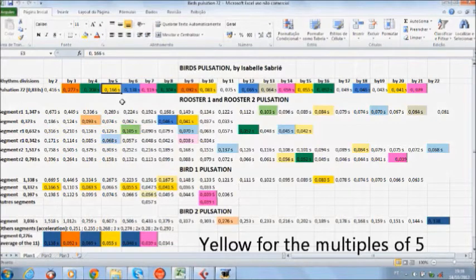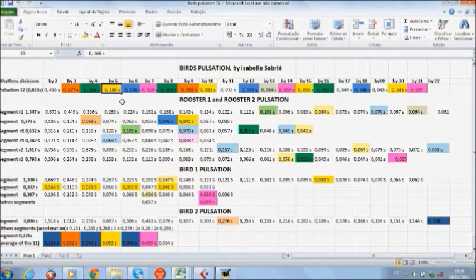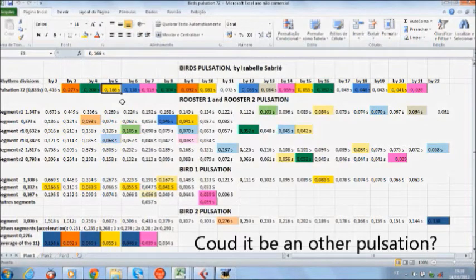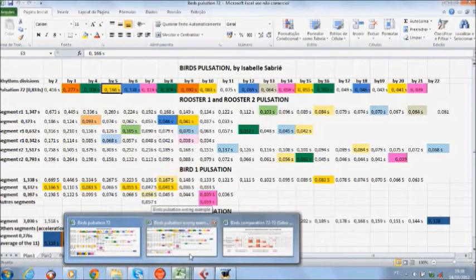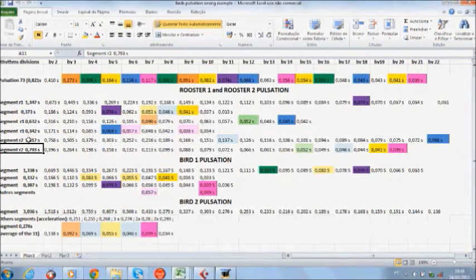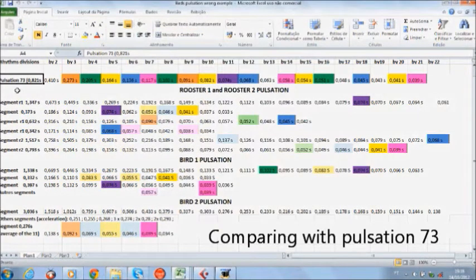But you're going to tell me, Isabelle, if you divide a sound by any divisor, you're going to find some divisions, and you may find any pulsation. So, of course, it is true, and I did the same thing with the pulsation 73, so that we may compare and see why we're going to choose 72.